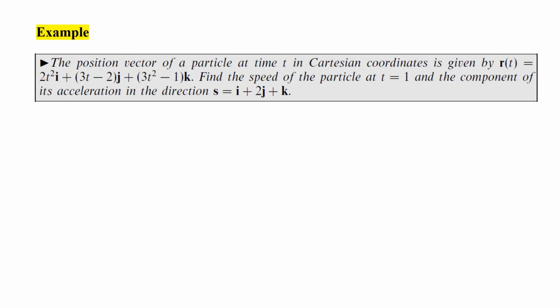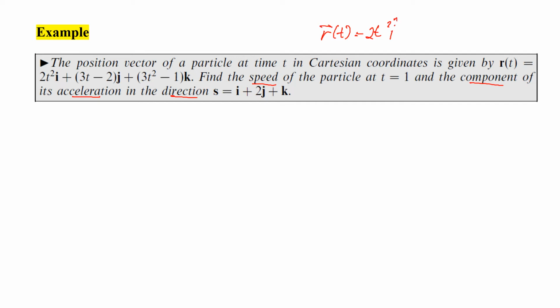So in this problem, we are asked for two targets. First is the speed of the particle at time t = 1, and next the component of its acceleration in the direction of your vector s. So you have here your position vector r(t). You have 2t² i.